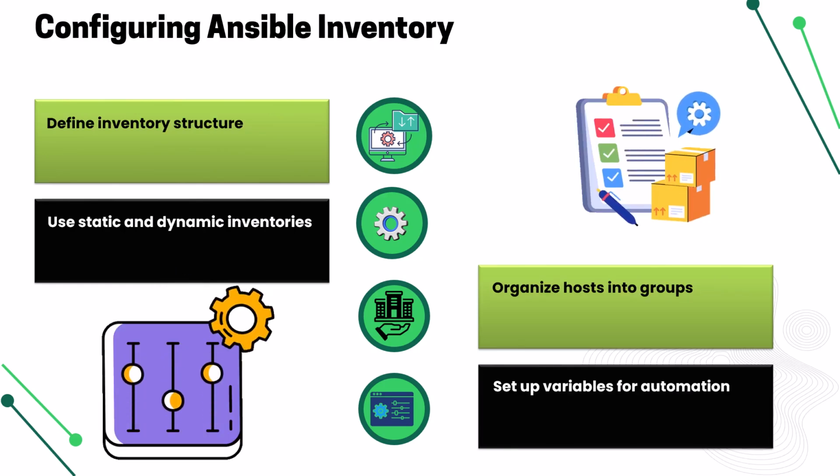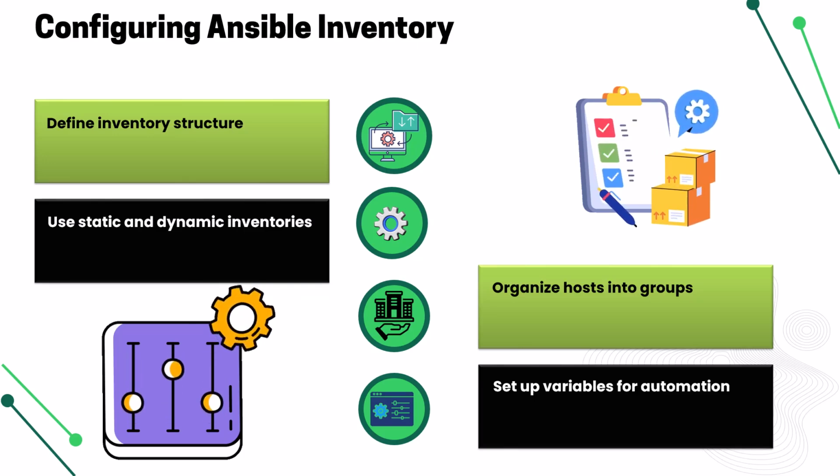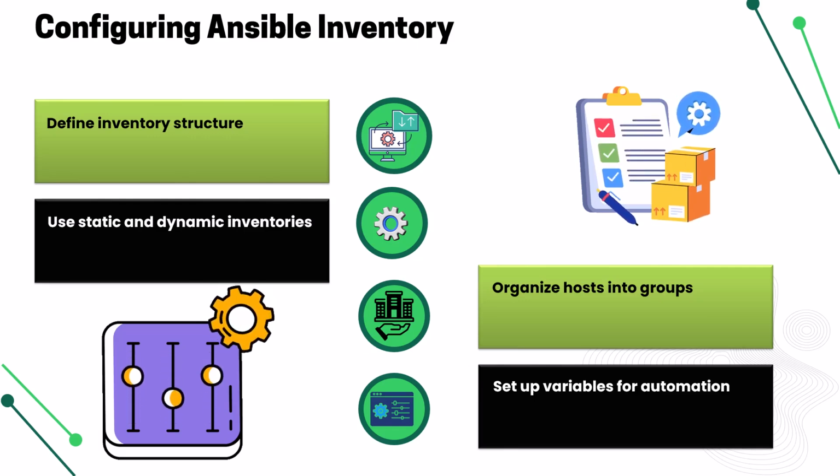Welcome. Today, we're diving into Ansible inventory configuration. First, we'll define its structure, ensuring we know where our hosts live. Then we'll explore static and dynamic inventories, because sometimes automation should work smarter, not harder. We'll also group hosts strategically for better control. And finally, let's talk about variables, the secret sauce of automation. Buckle up, it's going to be fun.